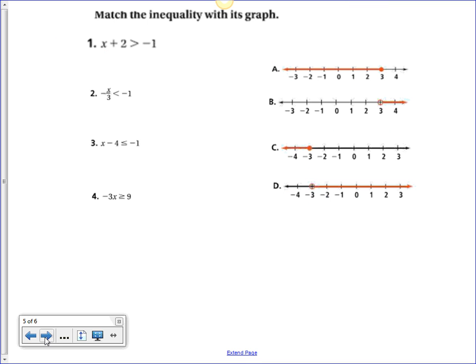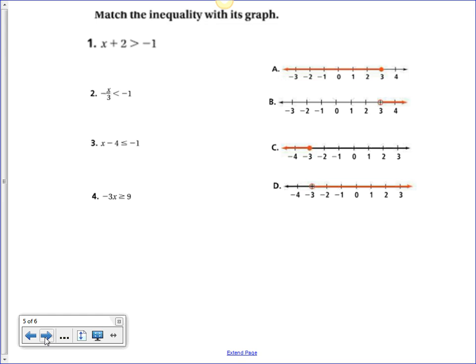Okay, very good. So what I'd like you to do, you guys take a little time, solve these four inequalities, see if you can match them with the correct graph. So you should pause the video, solve these inequalities, try and match them with the graph, and we'll come back and see what you do.